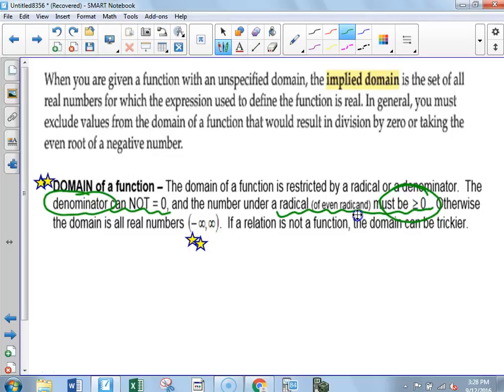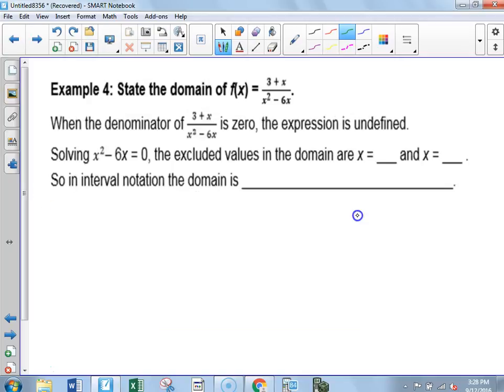If you have a cube root, there's no restriction. Everybody knows you can take a cube root of a negative number. Cube root of -8 would be -2. Does that seem okay? Otherwise, it's all real numbers.